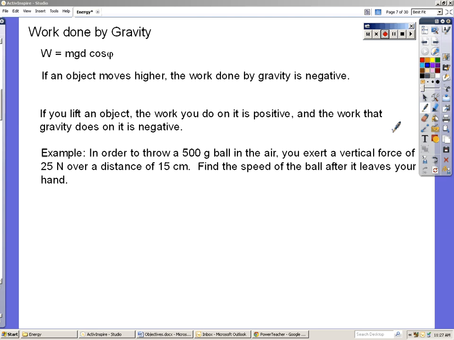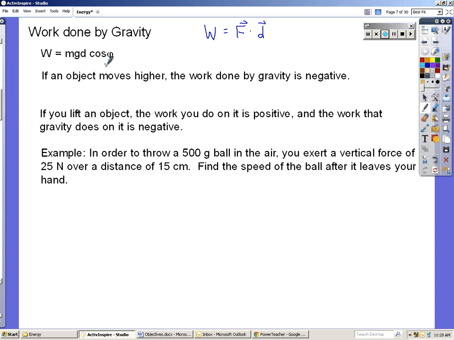Remember that the work done by a force is equal to that force dotted into the displacement. And for gravity, the force is mg, and d is the displacement, and this angle phi is the angle between the gravitational force, which points downward, and the displacement.